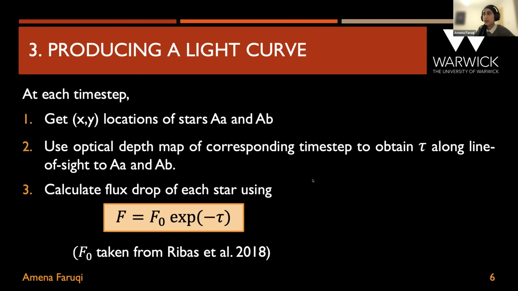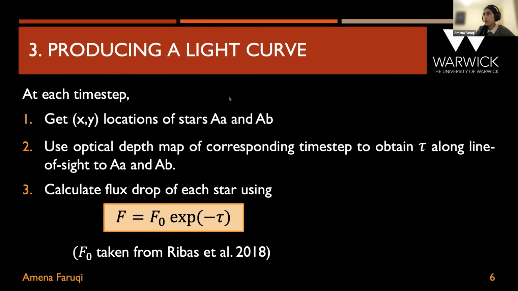And so the third and final step was to take each of these optical depth maps. We had one created for each time step in the simulation. And for each time step, we could get the XY locations of the stars, AA and AB being the stars that are being occulted by the disk. We could use the optical depth map of the corresponding time step to get the value of the optical depth in front of AA and AB. And then the flux drop could be calculated using this very simple formula where F0 was just taken from past observations of the system.